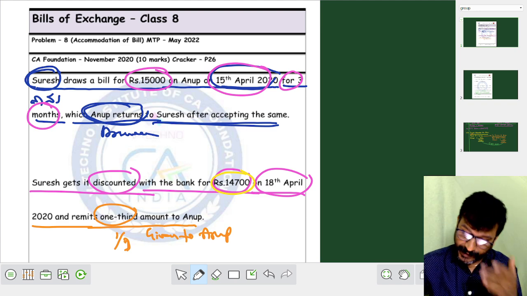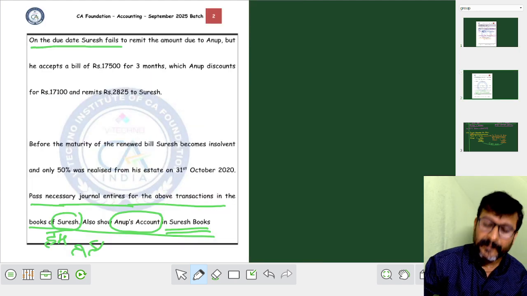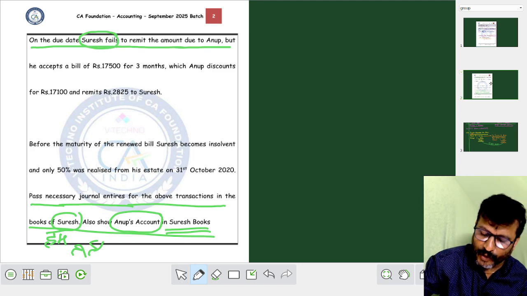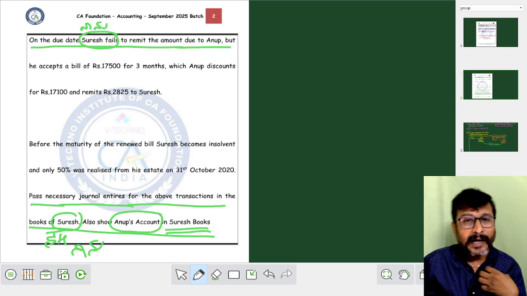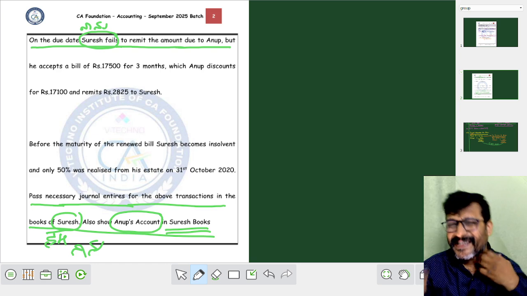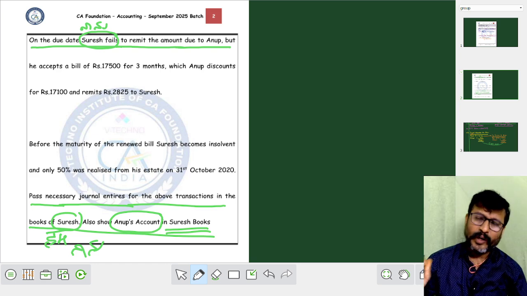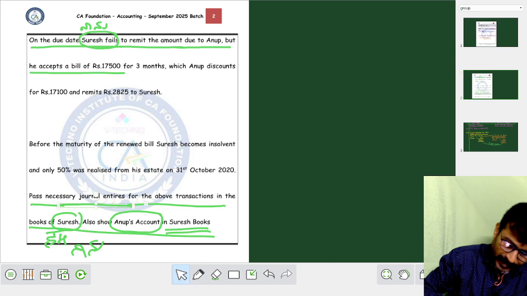See what happened later in the sentence. On the due date of the bill, Suresh fails to remit the amount due to Anup. Who is Suresh? We are. We failed to pay the amount to Anup. We failed to pay the amount to Anup. But he accepts the bill. Who accepts the bill? Suresh accepts the bill.